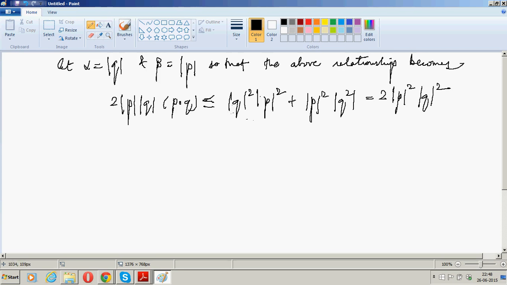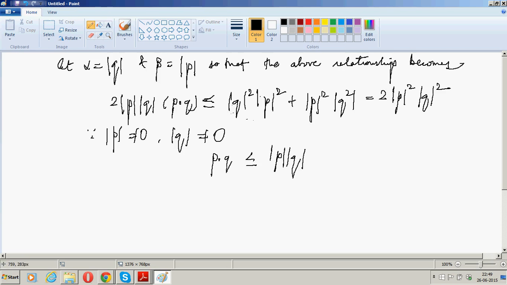Now remember, when I use the term mod, it is with the idea of norm. So then what do we get? Since the norm is not equal to 0, these are not the 0 vectors or the 0 points, and q not equal to 0, we say that p dot q is less than or equal to mod p mod q. So hence the proof. Right? The other cases are trivial. Okay.